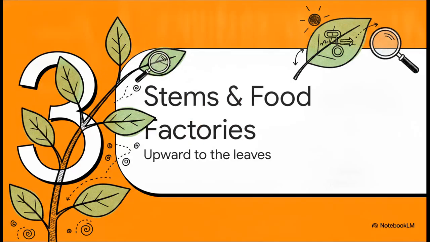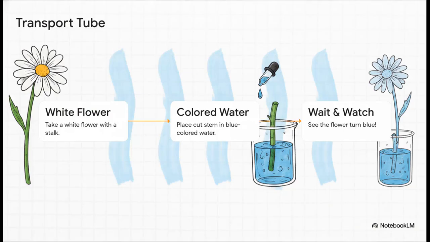Moving right above ground, we hit Section 3, stems and food factories, upward to the leaves. Now, if you've ever doubted what a stem actually does, there's this really cool, classic experiment outlined in our sources. You take a white flower with a long stalk, cut the stem, and pop it into a beaker filled with blue-colored water. Just adding a few drops of ink works perfectly. If you wait just a few days, you'll see something absolutely amazing. The petals of that white flower will actually turn blue. This is visual proof that the stem acts as a giant plumbing tube, carrying water and nutrients from the roots all the way up to the very top of the plant.